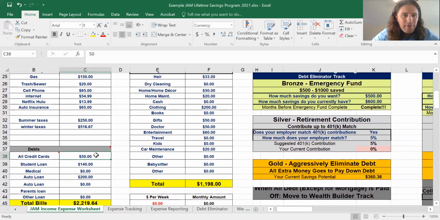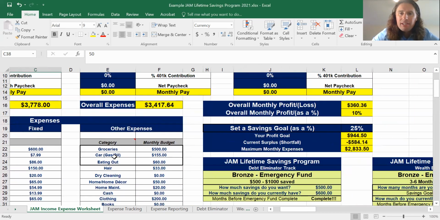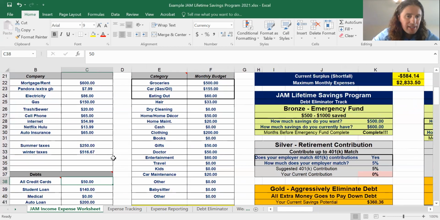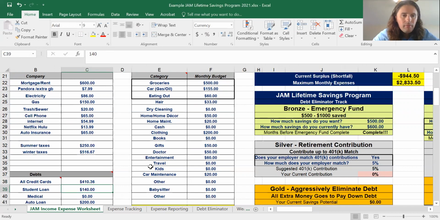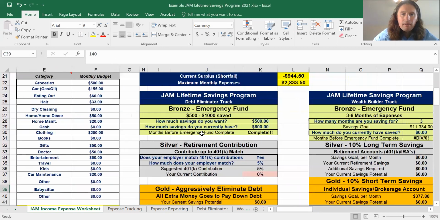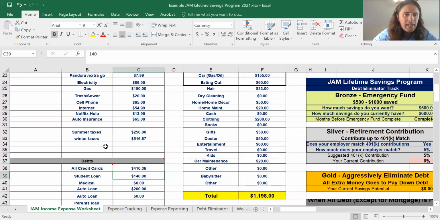Okay, so I've got $50 that I'm already devoting. I'm going to add $360.36. So if you want to do this, I realize it's going to be, there we go. Now I've balanced this and it's all going to my credit card over here.